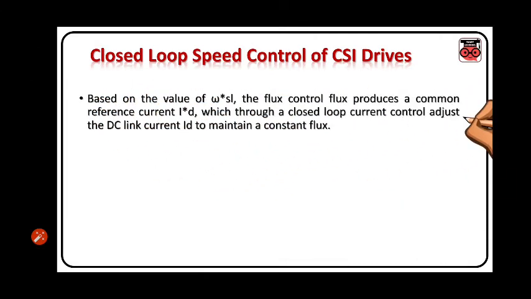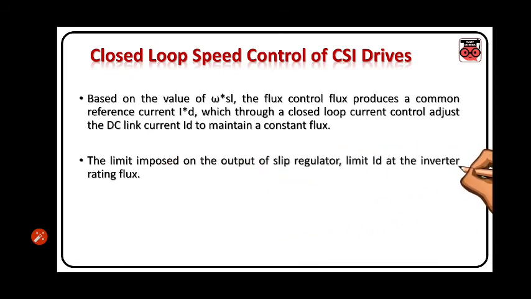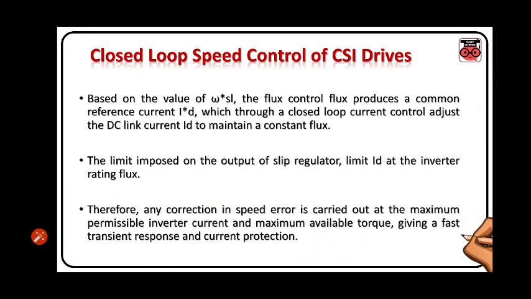Based on the value of omega star SL, the flux controller produces a common reference current I star D, which through a closed loop current control adjusts the DC link current ID to maintain a constant flux. The limit imposed on the output of the slip regulator limits ID at the inverter rated flux. Therefore, any correction in speed error is carried out at the maximum permissible inverter current and maximum available torque, giving a fast transient response and current protection.